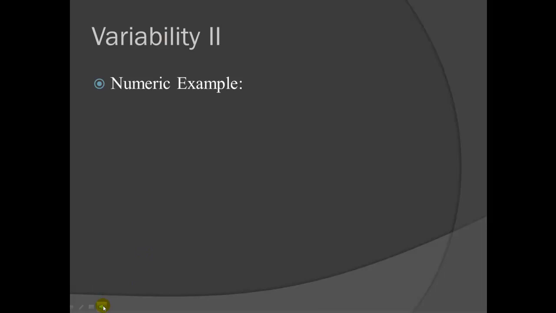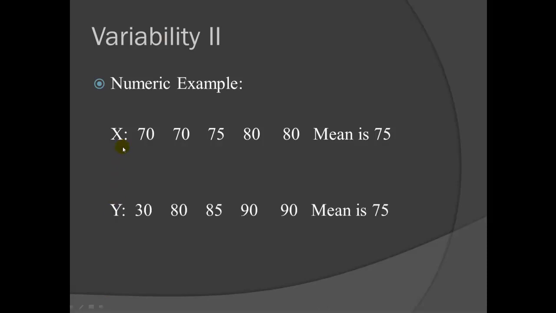Just for another example, let's look at this from a numeric example. Take a look at the following two variables and their sets of values. Let's say we have this one here and this one here. They both have a mean of 75. So if we were just comparing on the mean, we wouldn't have a lot of information here, and it wouldn't really seem that different. But looking at this, which of these two do you think has higher levels of variability? Well, it's pretty obvious here that our second one has a higher level of variability. You can see it ranges all the way from 30 to 90, where this one only ranges from about 70 to 80.